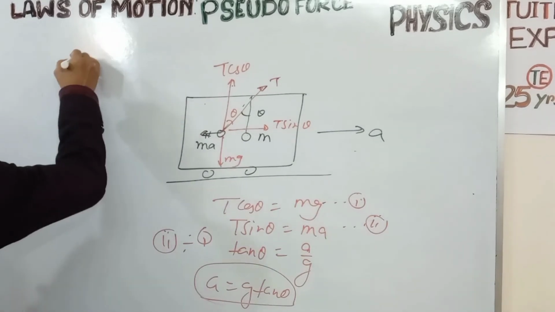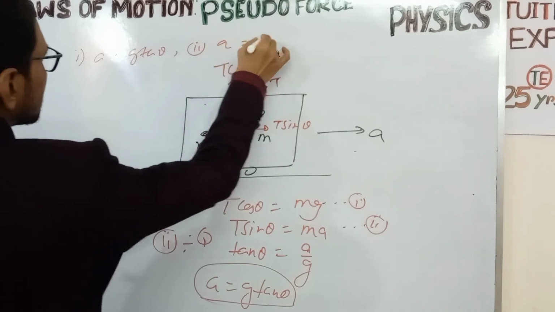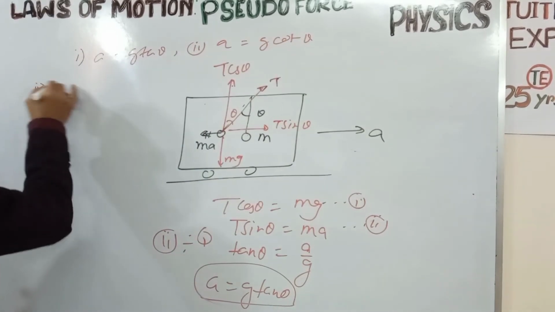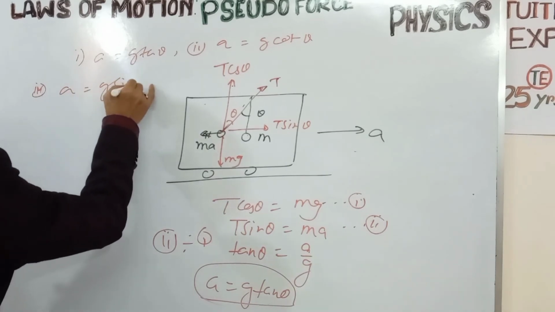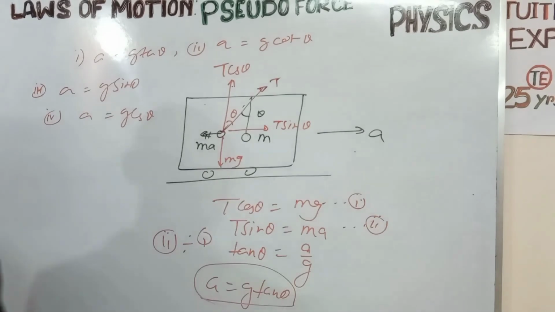Different options are given: a equal to g tan theta, a equal to g cot theta, a equal to g sin theta, a equal to g cos theta. So the option is a equal to g tan theta.